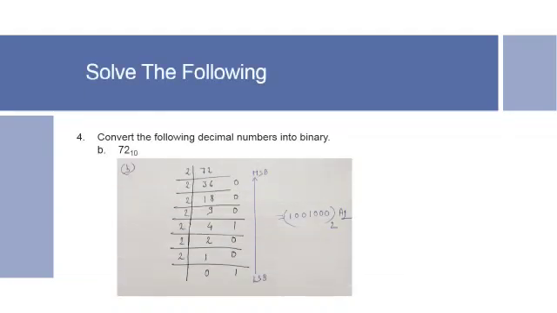Students, next question, same decimal to binary conversion. There is a 72. If you divide 72 by 2, you get 36 in the quotient and 0 in the remainder. You just repeat that process and your answer will be 1001000. Don't forget to write the base. Your base will be 2.